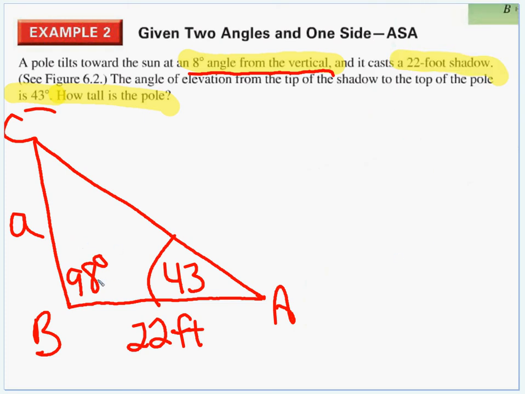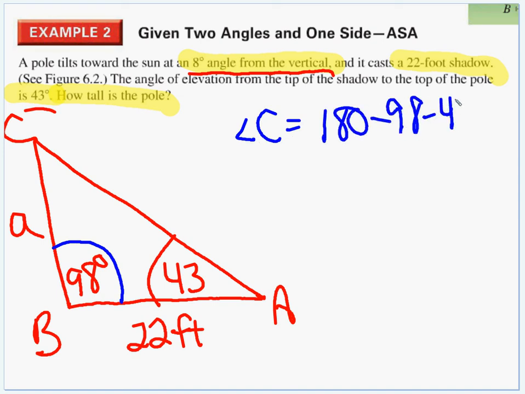So let's see here. If we're going to set up our proportion, we don't have to set up the whole thing. Well, first let's find that missing angle. We've got 98 degrees. We've got 43 degrees. So angle C is going to equal 180 minus 98 minus 43. Angle C is 39 degrees.